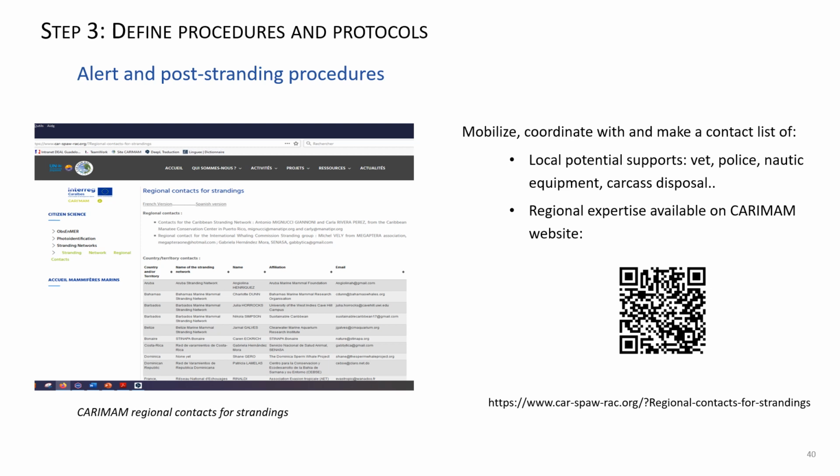You may also make a contact list of regional expertise and potential field support in case of unusual events such as mass strandings. You will find such contacts on the CARIMAN website, the page dedicated to stranding contacts in the region, and you can also contact Michelle Deli or myself, Gabriela Hernández. We are members of the IWC Stranding Expert Panel, and you may have the information here in the last slide.